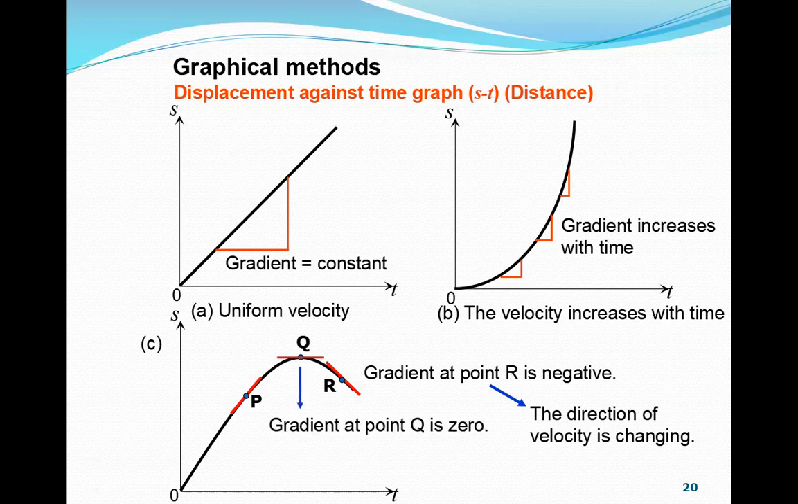At the Q point, the gradient will be 0. Why? Because it's parallel to the x-axis. It's a straight line parallel to the x-axis, it means the gradient will be 0. It means the velocity is 0.